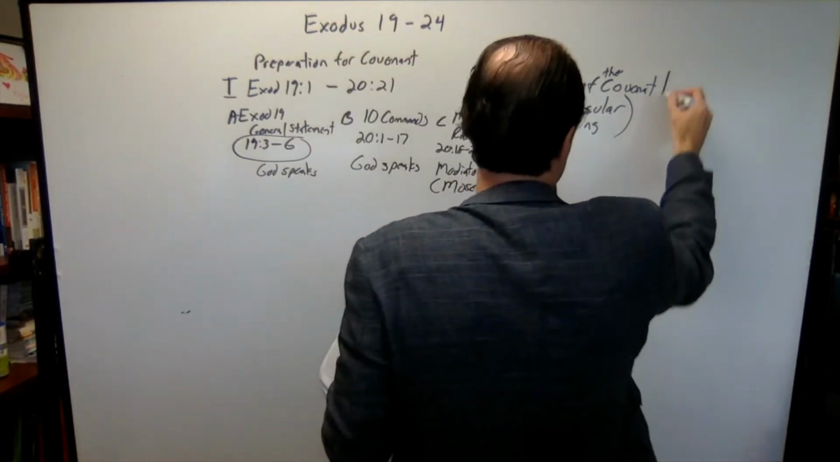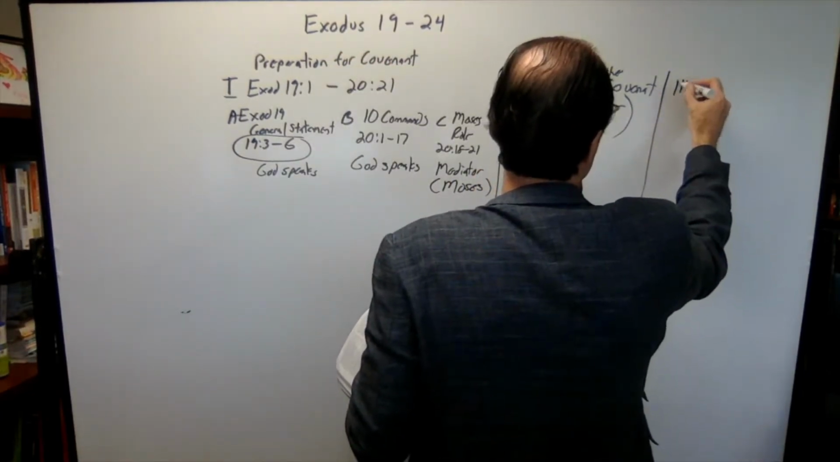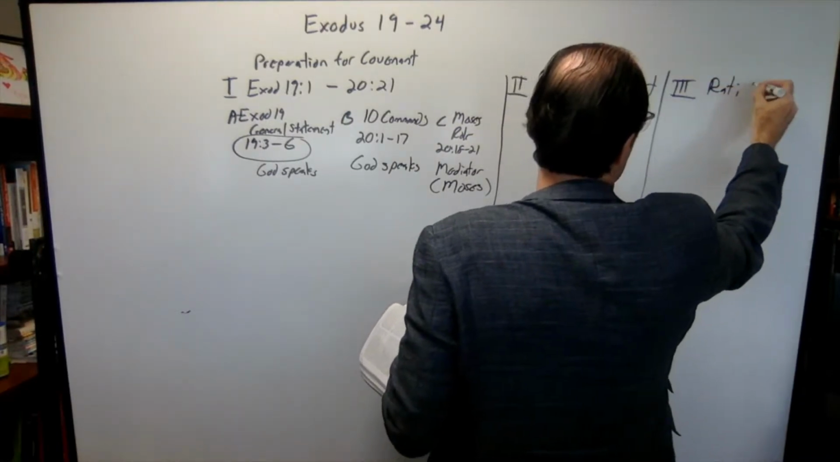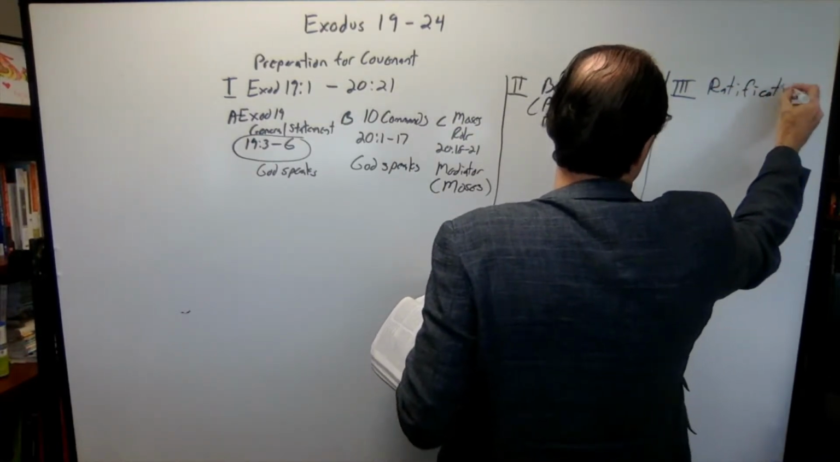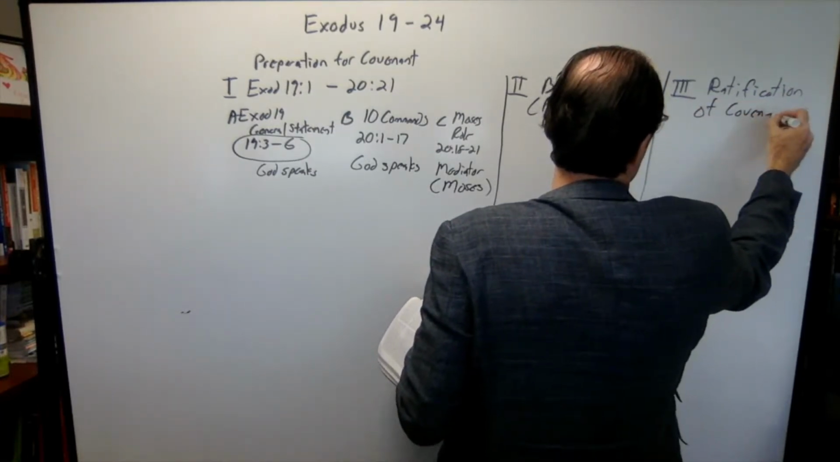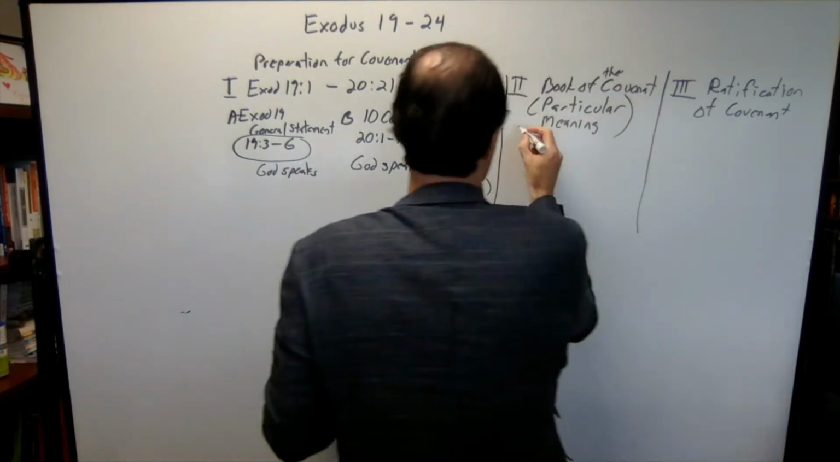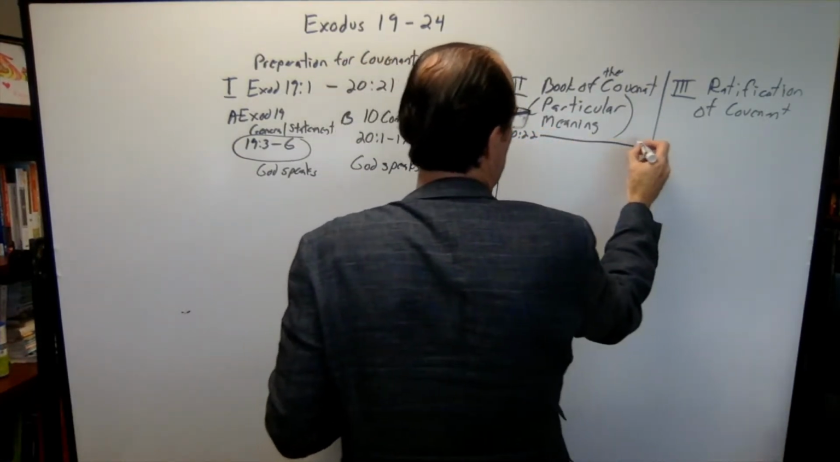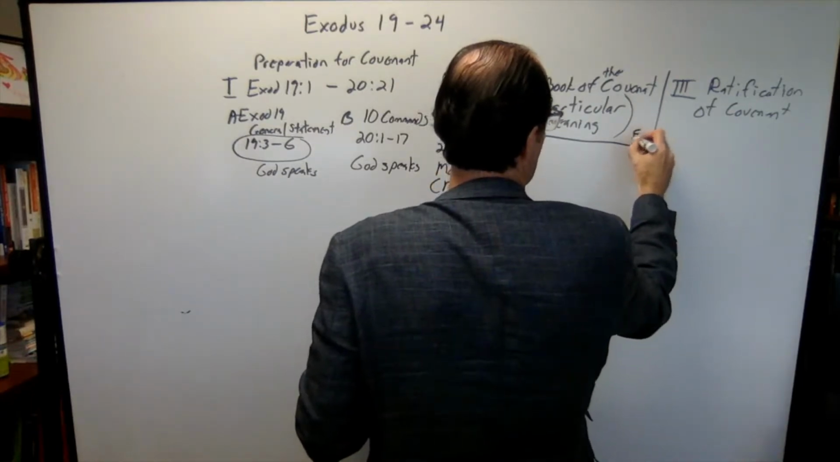And then the last section is the ratification of covenant. And this section here is 20:22 all the way through Exodus 23.